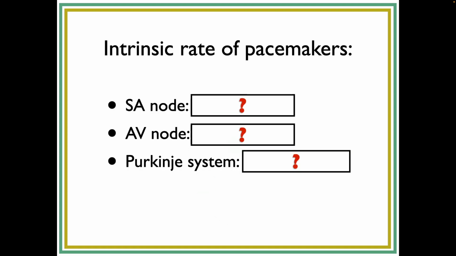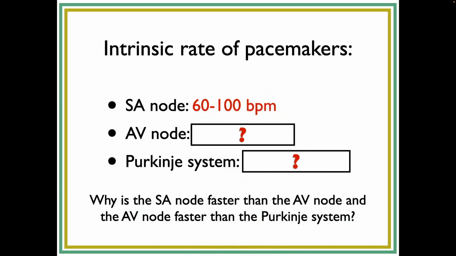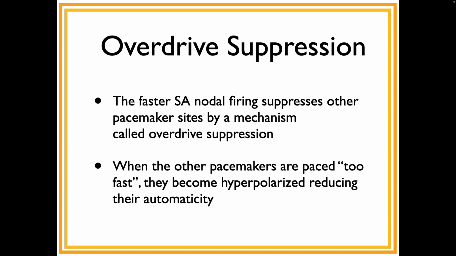Well, the intrinsic rate of the pacemakers, so Chris, we've already said what the SA node is. What was the intrinsic rate? Do you remember that? It was 60 to 100, excellent. And Kyle, do you remember from your reading perhaps what the AV node is? I think it's 40 to 60. Excellent. Anybody remember what the Purkinje system, what its intrinsic rate of automaticity is? Less than 40. Yes, perfect, less than 40. Okay, so there's something called overdrive suppression, and this is how it works. And it's exactly what Kyle said, okay?